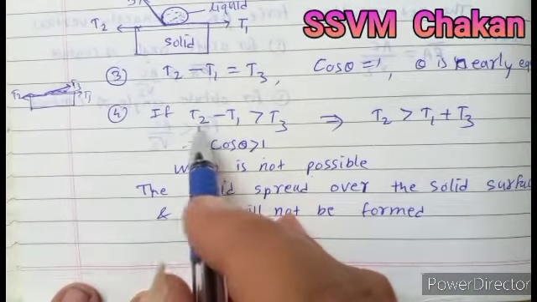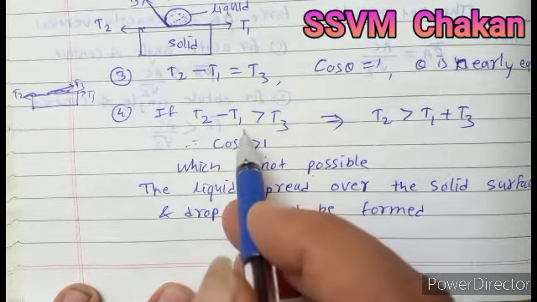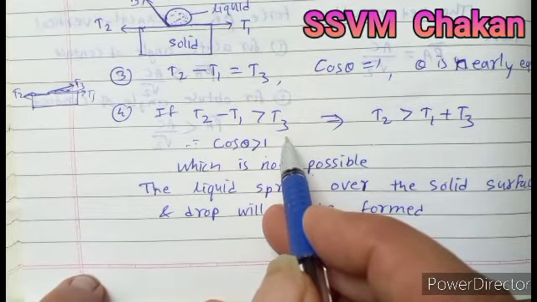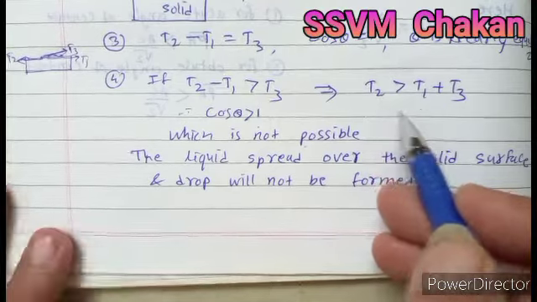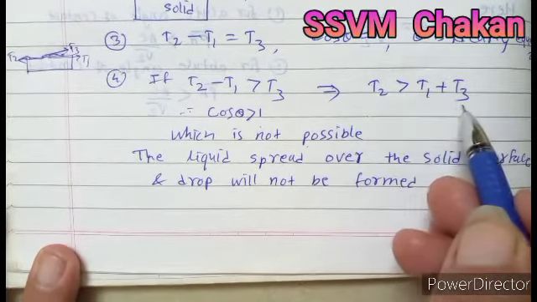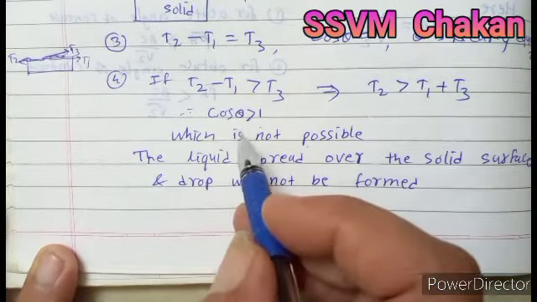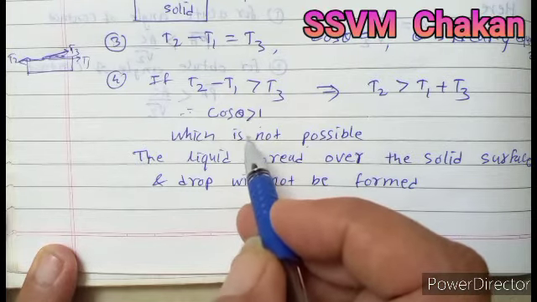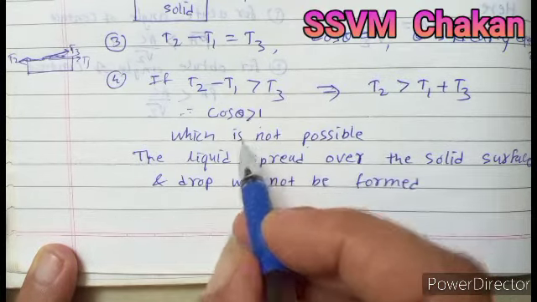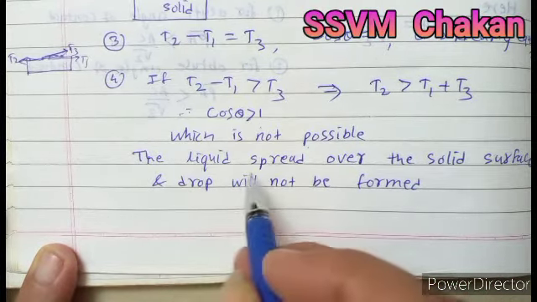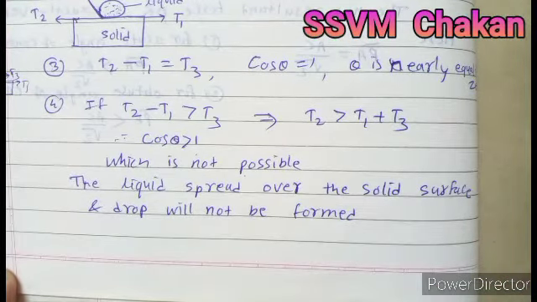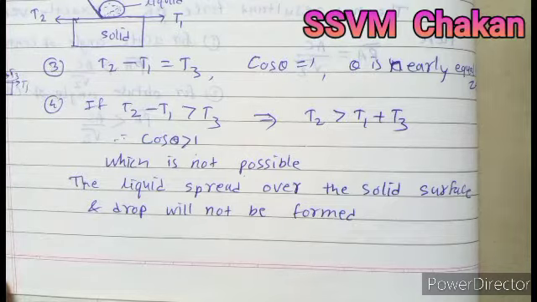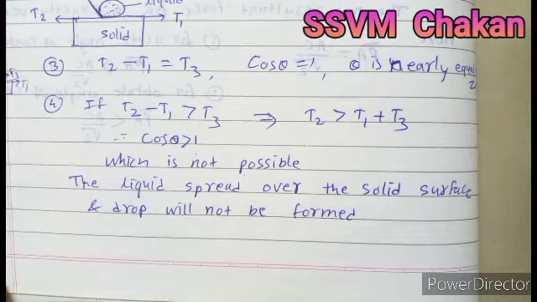Fourth case, T2 minus T1 is very much greater than T3, or we say T1 is too large than T1 plus T3, cos theta is more than 1, but this is not possible, and the liquid gets spread over the solid surface and a drop will not be formed. So cos theta can never be greater than 1.